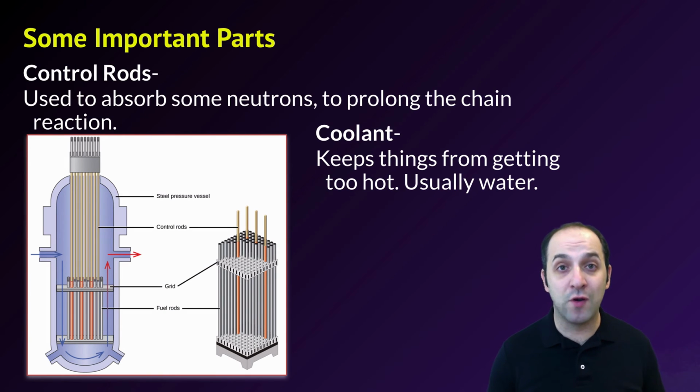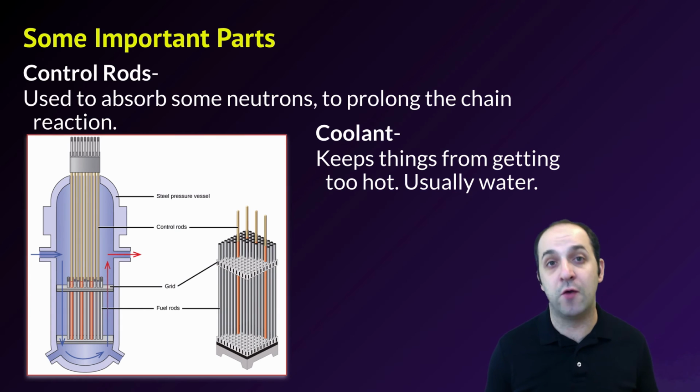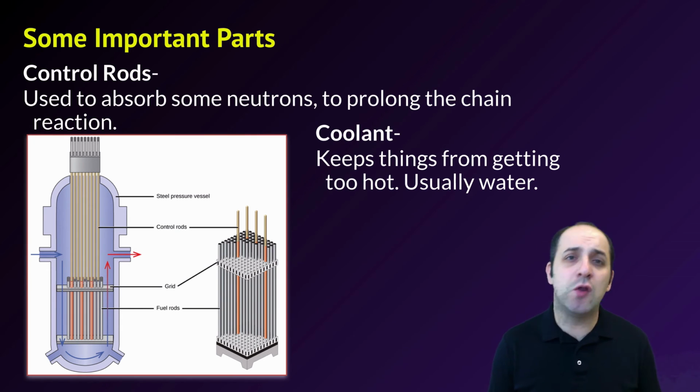Another thing that's really important is coolant. That keeps things from getting too hot. The fission reaction is going to produce a tremendous amount of heat, and so this coolant is going to be used in order to keep things from getting so hot that they would melt. And generally, you'd use something like water for that. At least in United States nuclear power plants, the coolant is often water.